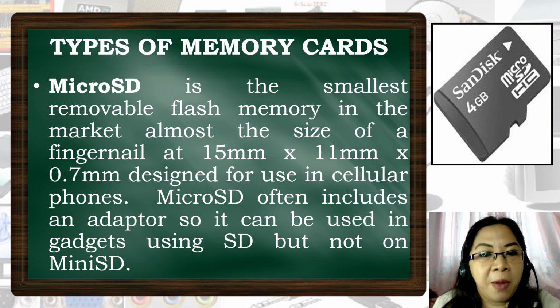The last type of memory card is the micro SD. It is the smallest removable flash memory in the market, almost the size of a fingernail at 15 millimeters by 11 millimeters by 0.7 millimeters, designed for use in cellular phones. Micro SD often includes an adapter so it can be used in gadgets using SD but not on mini SD. These are the kind of memory cards I know you use in your gadgets like cell phones and tablets.